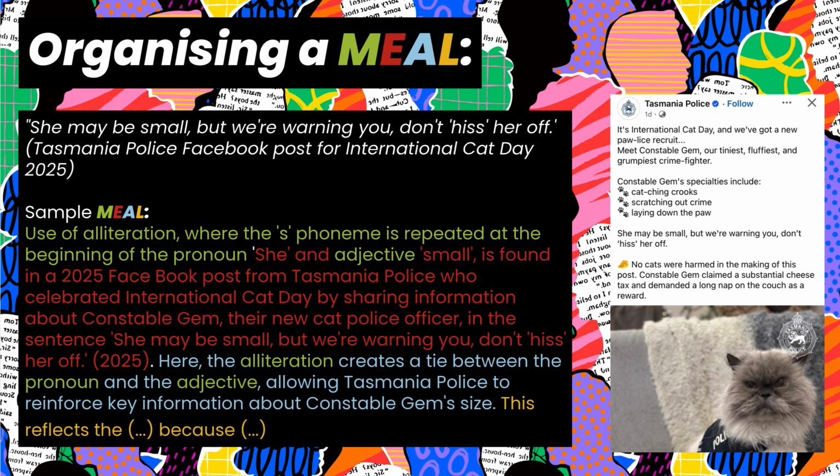You've already seen all of the analysis on the previous slide. We're talking here about how the alliteration creates a tie between the pronoun and the adjective, allowing Tasmania Police to reinforce key information about Constable Jem's small size.